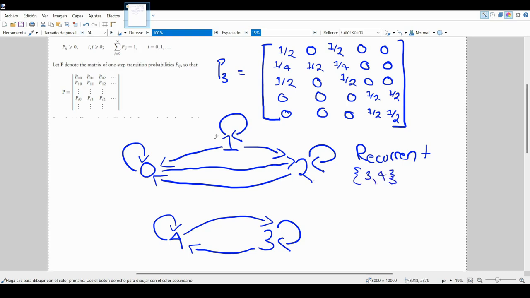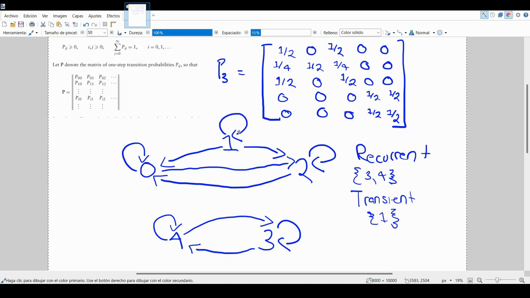However, we can look at 1 here, and we can see that 1 can go back to itself, but if 1 goes to 0 or 2, there is no directed path that will return to it. Therefore, 1 is transient.